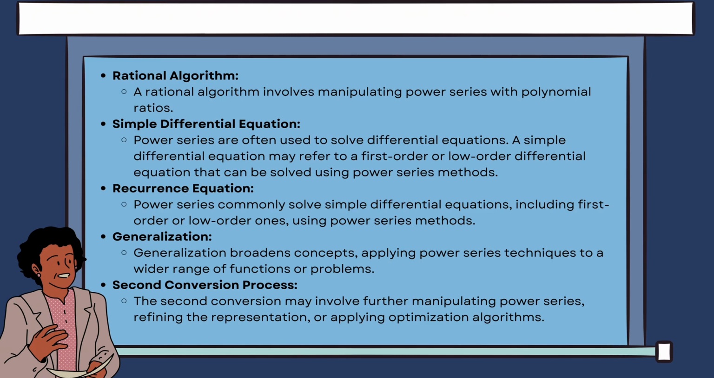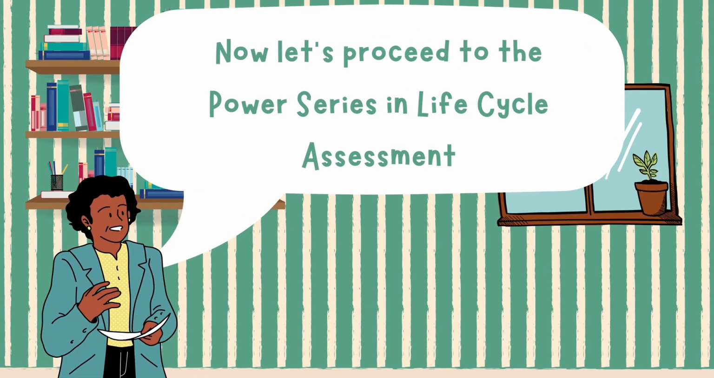Generalization. Generalization broadens concepts applying power series techniques to a wider range of functions or problems. Second conversion process. The second conversion may involve further manipulating power series, refining the representation, or applying optimization to algorithms. Now let's proceed to the power series in life cycle assessment.